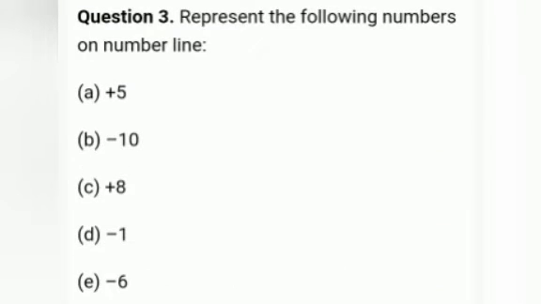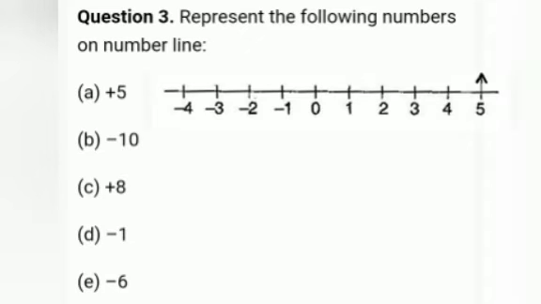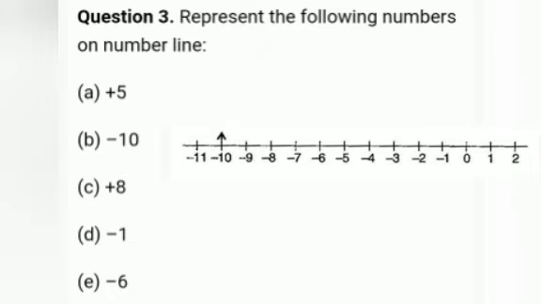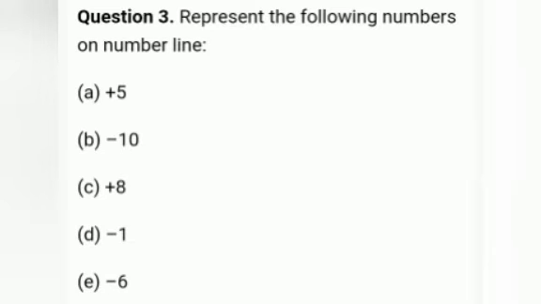Now coming to the next question. Represent the following on the number line. Plus 5: how do we represent it on the number line? First we draw the number line, mark it with equal divisions, and then put an arrow above 5. Next we have minus 10. Here again I will draw a number line, mark it, and then represent minus 10 with an arrow.